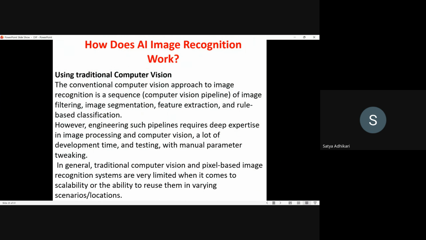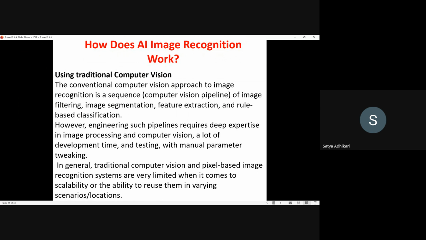Let us see how image recognition works. How does AI image recognition work? That is how image recognition is required. Image recognition is an important topic, an important feature in AI computer vision.